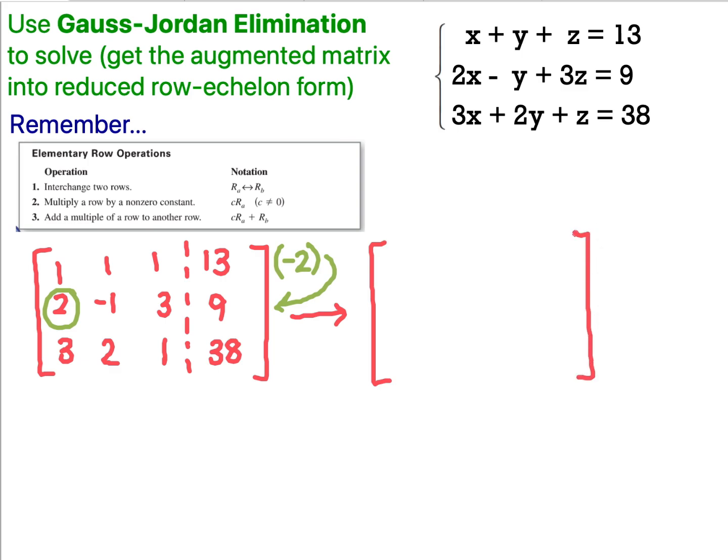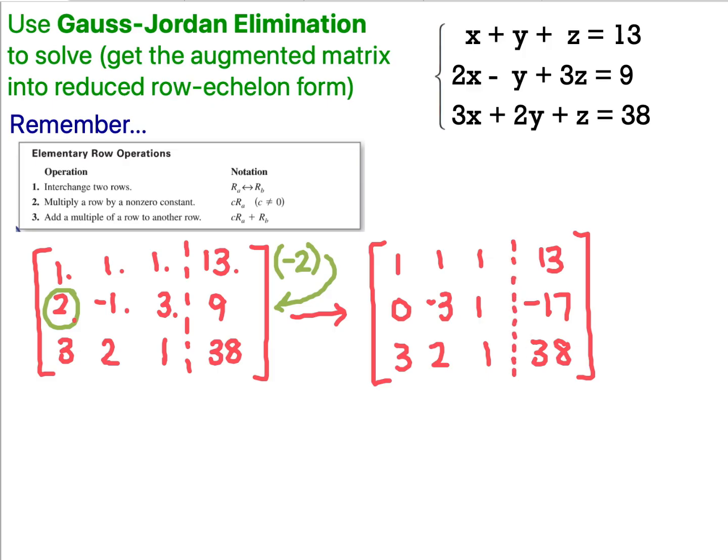Is it dangerous? Absolutely. So my top row is going to stay the same. Bottom row going to stay the same. My middle row is going to change. And I'm going to think about this row times -2 added to that row. So I'm going to get a 0 here. -2 plus -1 multiplied by -2 plus 3 multiplied by -2 would be -26 plus 9, -17? We're a sixth of the way there, people.